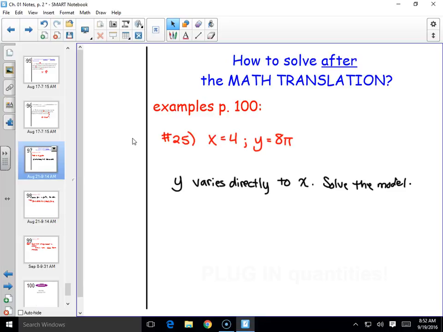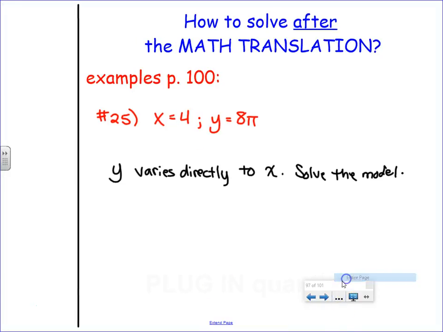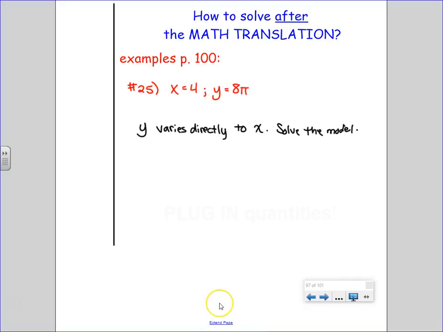Ready, set, and? We haven't started yet. Varies directly. What does that mean? What model are we using? y equals kx. Good. If it said inverse, it'd be y equals k over x. But it says y equals kx. So we start with that general model and say, hey, we're using this one.